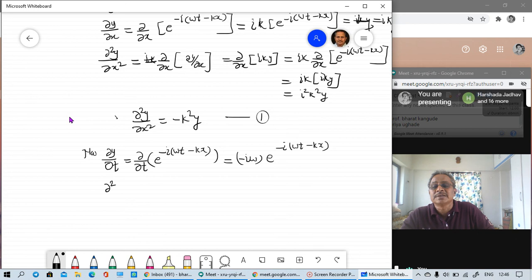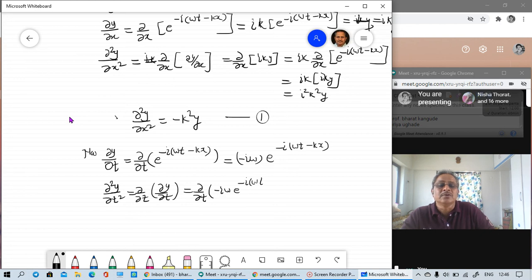Similarly, second, ∂²y/∂t² is equal to ∂/∂t of ∂y/∂t, and that is equal to ∂/∂t of, now this time it is minus i omega into e raised to minus i(omega t minus kx). I should write this type of bracket. So as usual, like last time, this minus i omega will come out of this bracket, and now I am differentiating this with respect to t again, so one more time minus i omega will come out, and e raised to minus i(omega t minus kx) will be as it is.